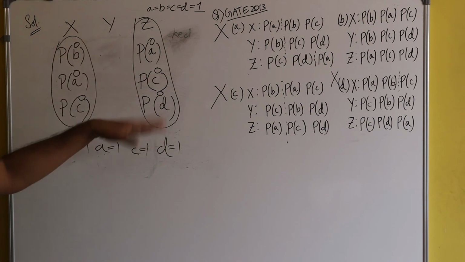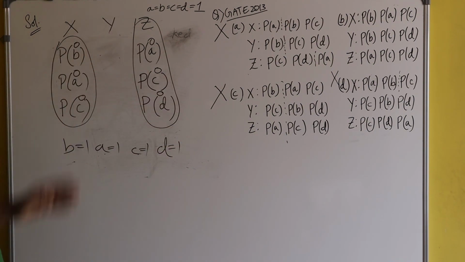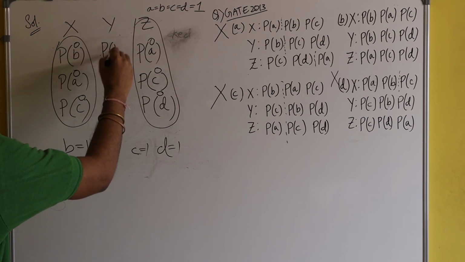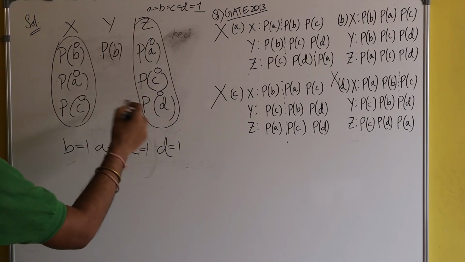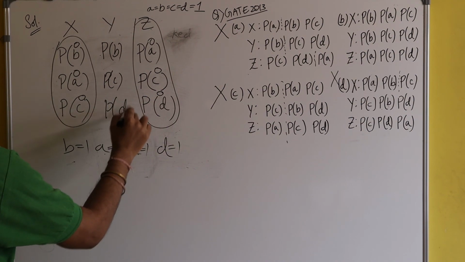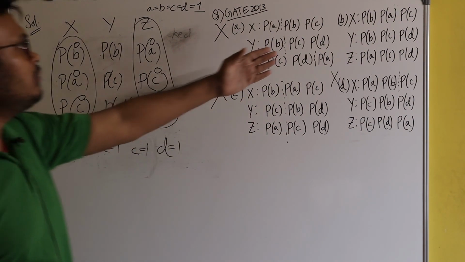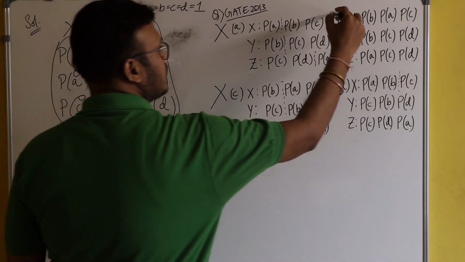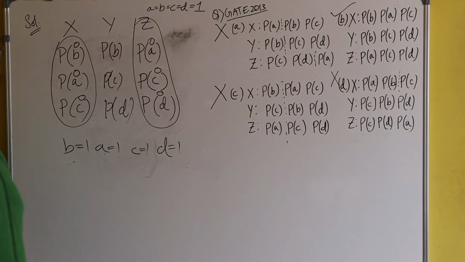Now the CPU is given to process Y. Since process Y is the only process left, if there is only one process, then there is no chance of deadlock. Process Y will successfully execute P of B because the value of B is 1, then P of C, then P of D. So here we can see that in option B, there is no chance of deadlock. So option B is the correct option. Okay, thank you.